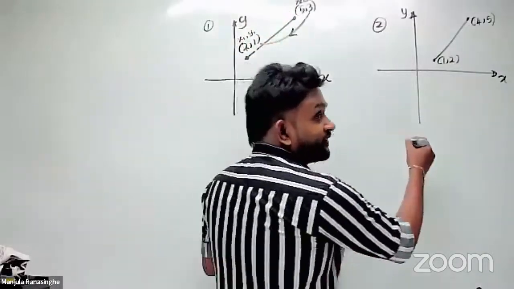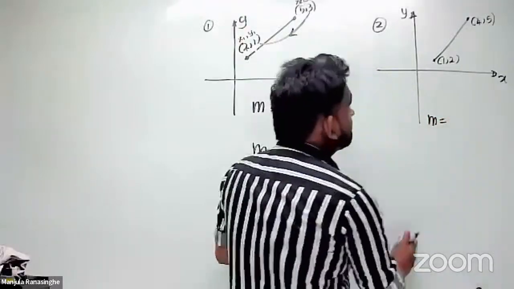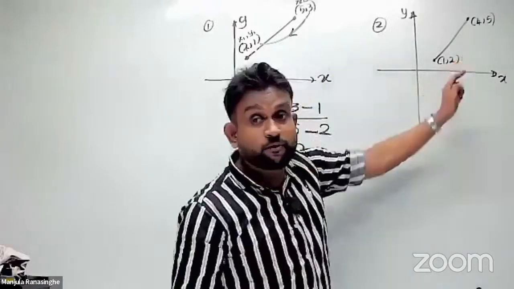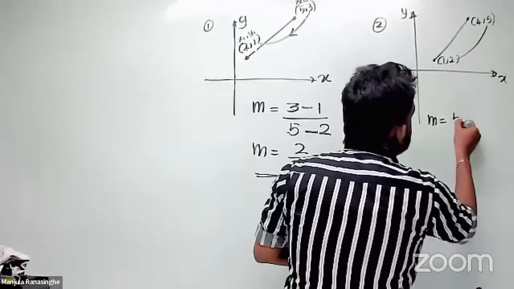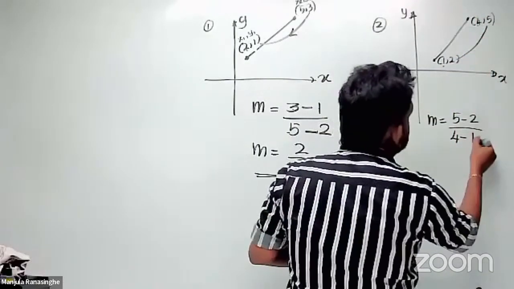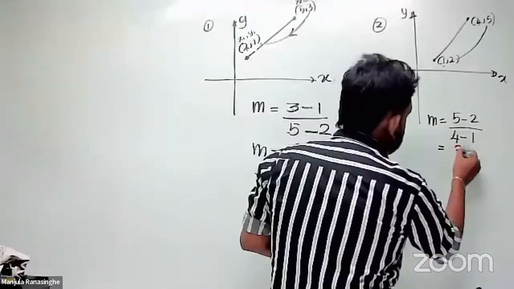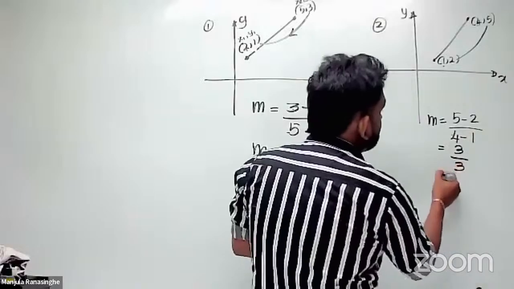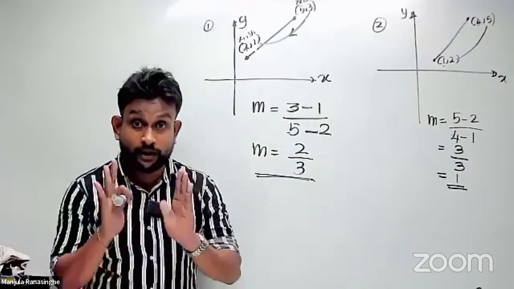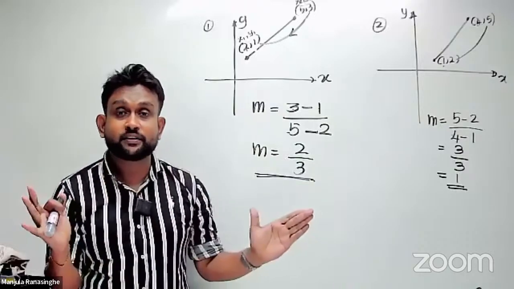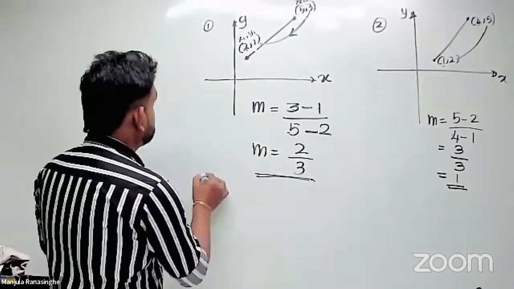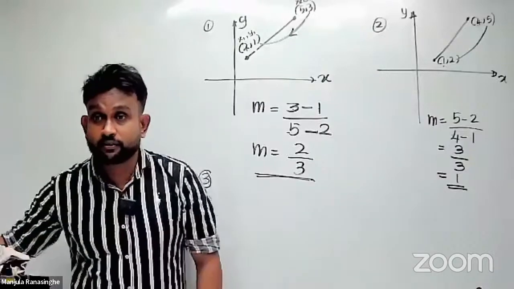Understood? Now m equals y difference over x difference. Y difference I take here to here: 5 subtract 2. Divide by the x difference: 4 subtract 1. 5 subtract 2 means 3, 4 subtract 1 is also 3. Then 3 divided by 3 means 1. This is how you find the gradient. You require 2 points and then you can find the gradient, y difference over x difference. Do it. If any questions, you can ask.